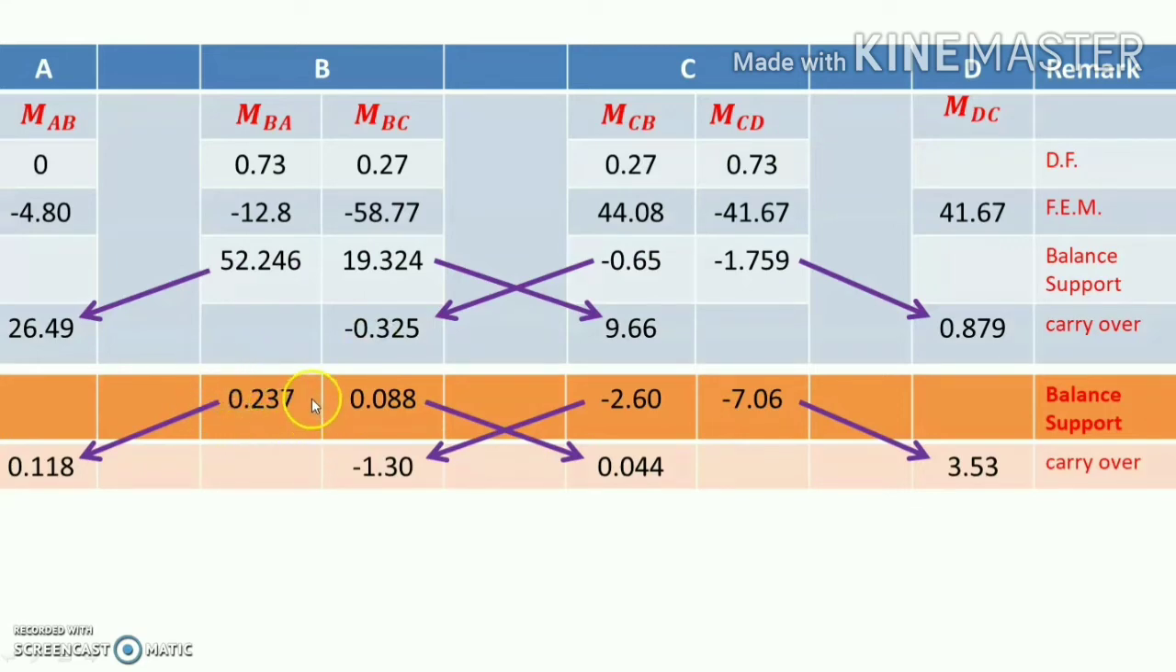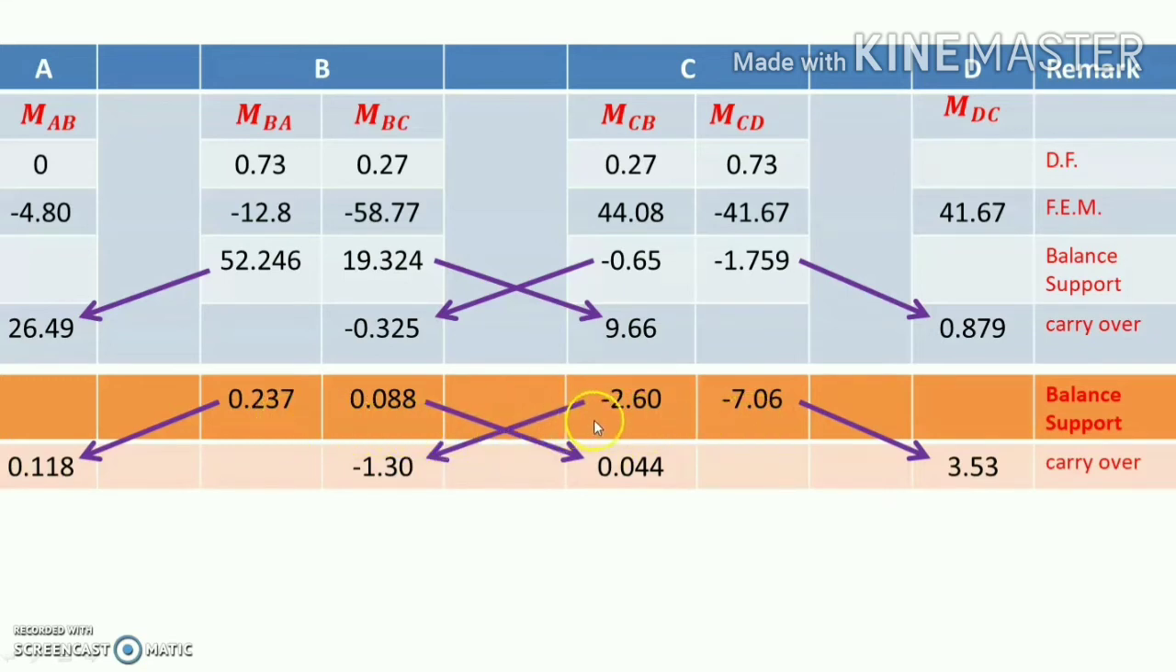So again, once the support is balanced, we have to carry over all this cycle till all the balancing moments are less than 0.1. So that gives the satisfactory result. So again, the next step is the carryover.